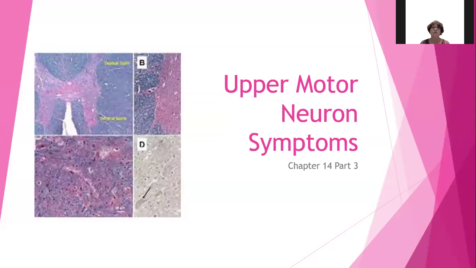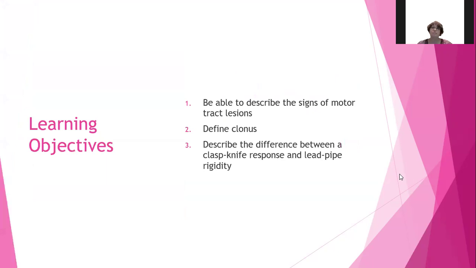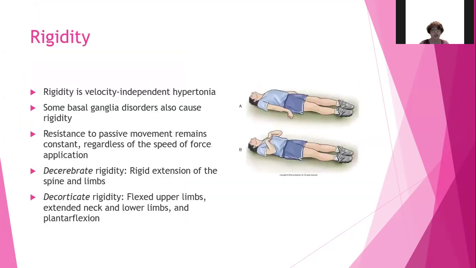So more symptoms of upper motor neuron lesions, and we'll talk about some treatment for different pathologies. Same, we're still talking about upper motor neuron and motor tract lesions. We're going to talk about clonus and clasp knife and lead pipe rigidity, which are pretty interesting. And then we'll talk about a couple different pathologies.